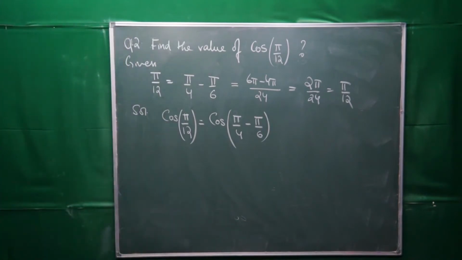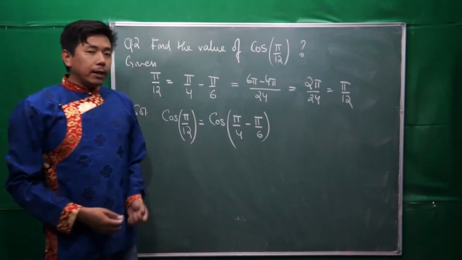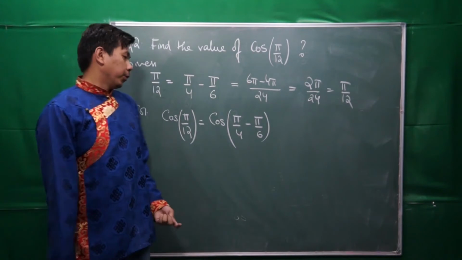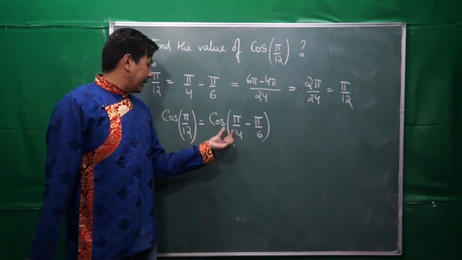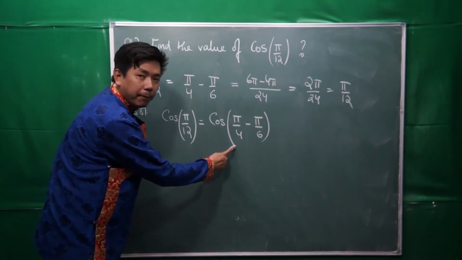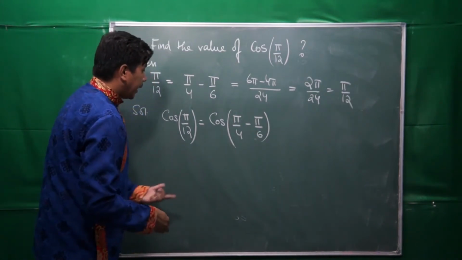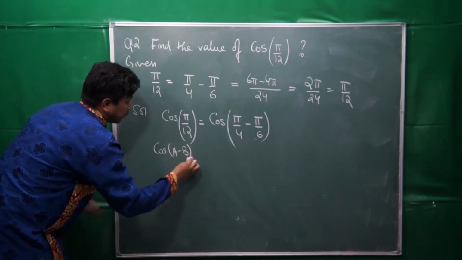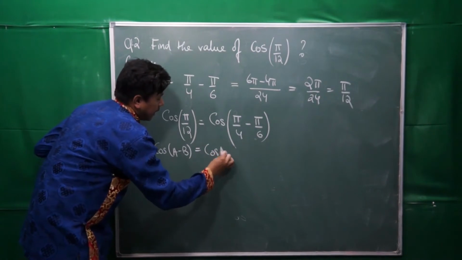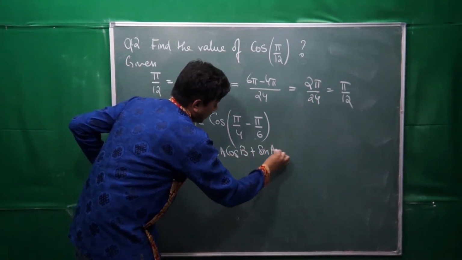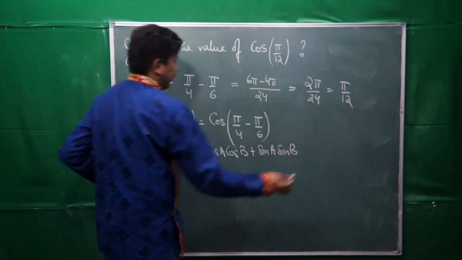So these two are equivalent values, but in this we are going to get a form that is known to us, and it is the cos A minus B form. So cos A minus B, where A is pi by 4 and B is pi by 6, and accordingly we know that cos A minus B equals cos A cos B plus sine A sine B.